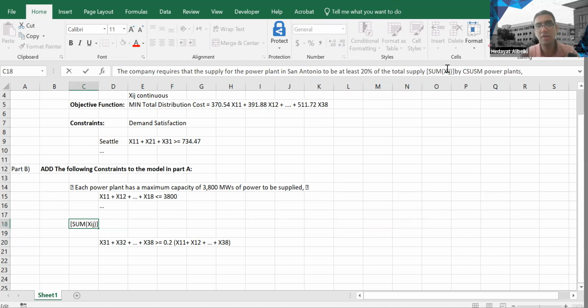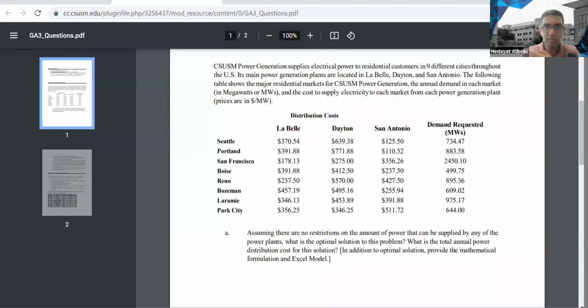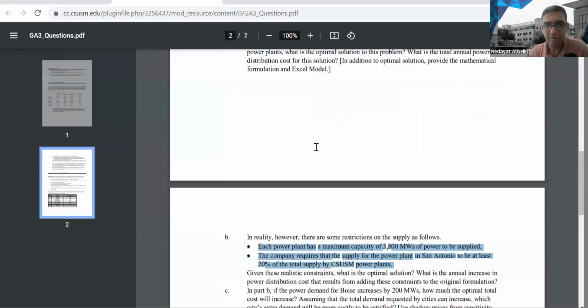Sum of Xij, sum over i's and j's, i = 1, 2, 3, j = 1, 2, 3, all the way to 8. And that's it. So this is one constraint. These are 3, one for each power plant. So you add those to the solver and solve it again, and then answer the question.